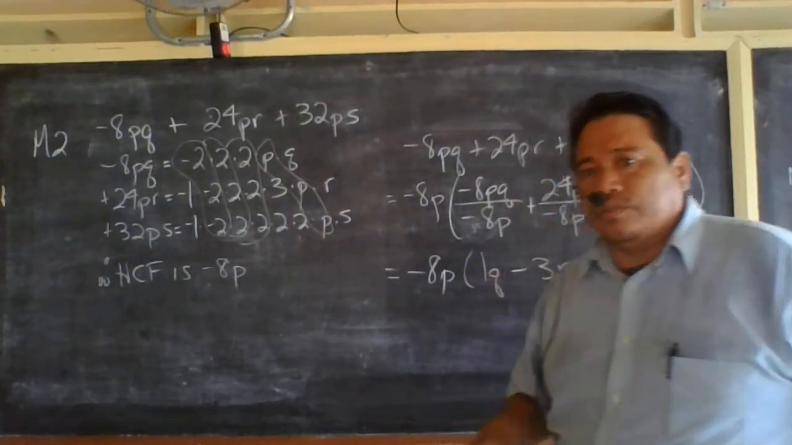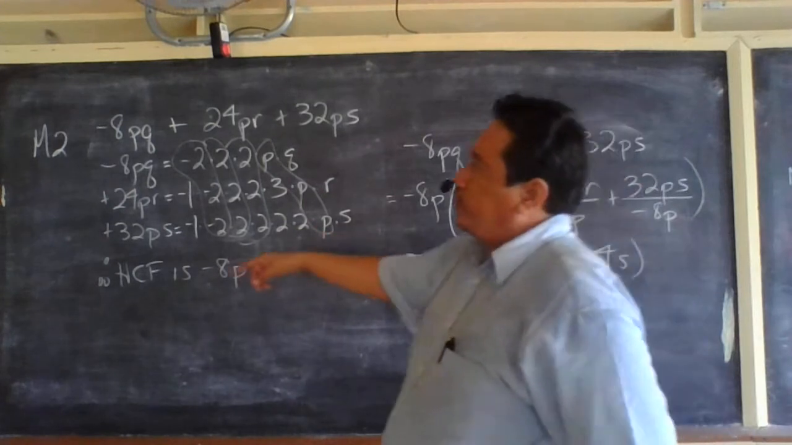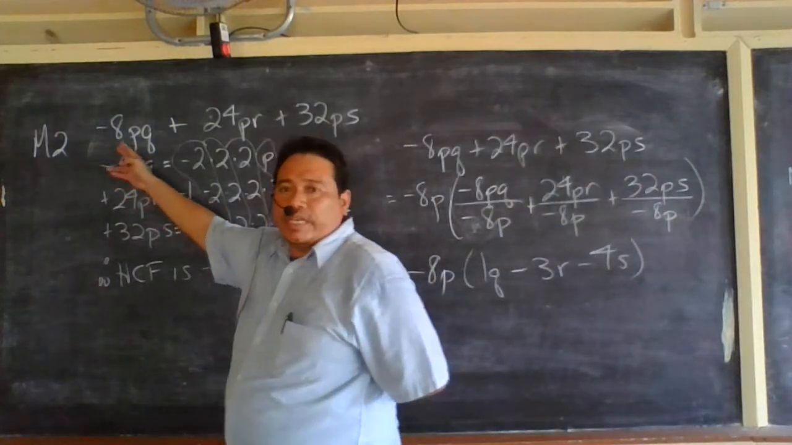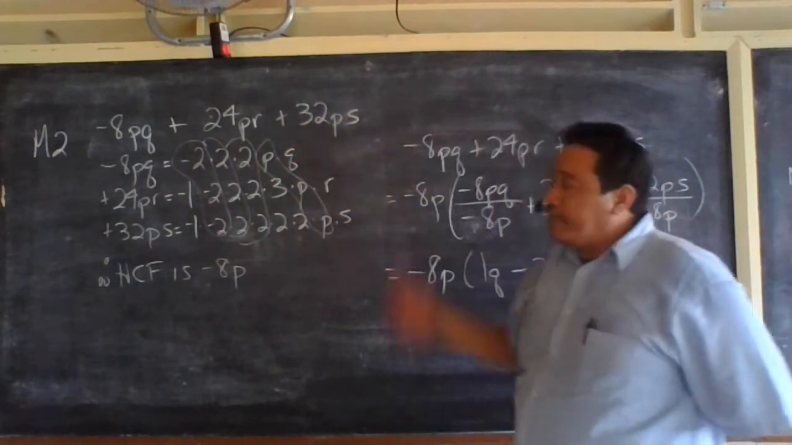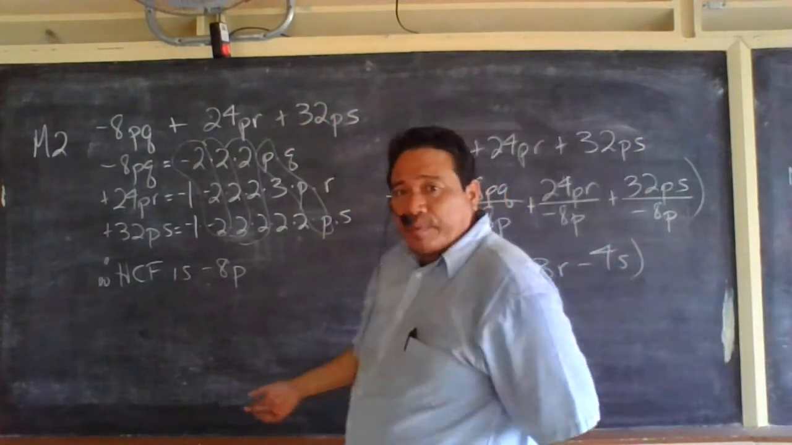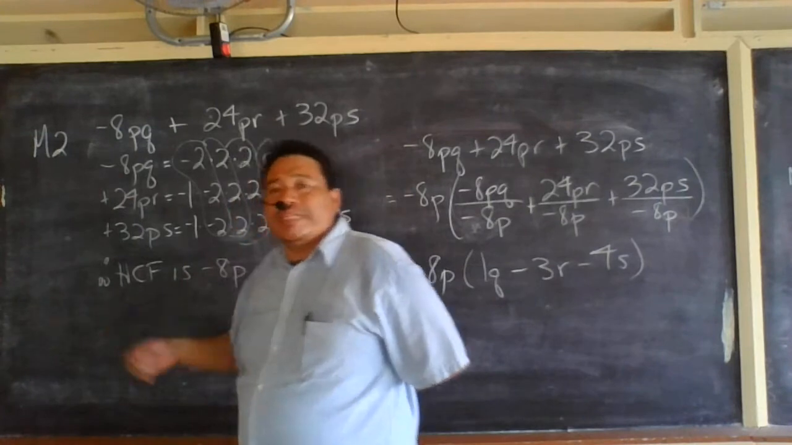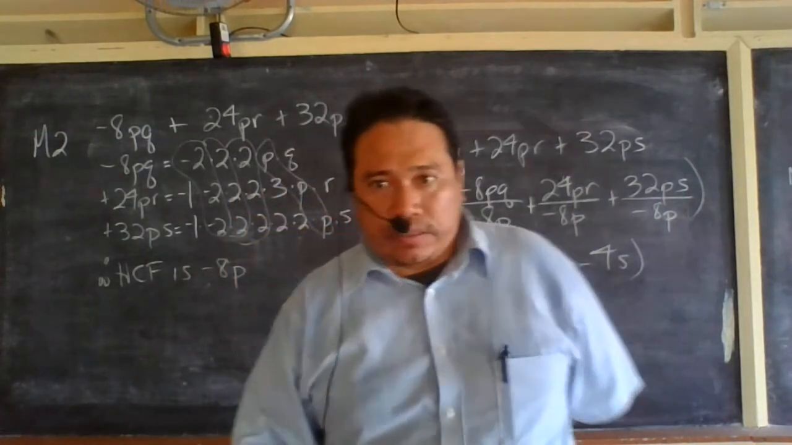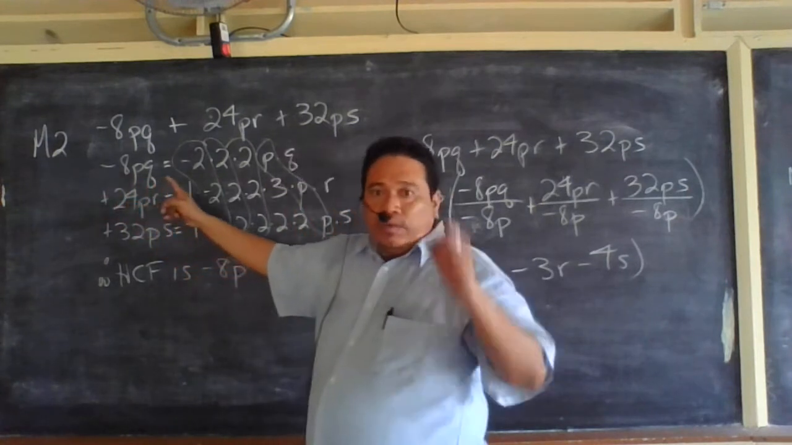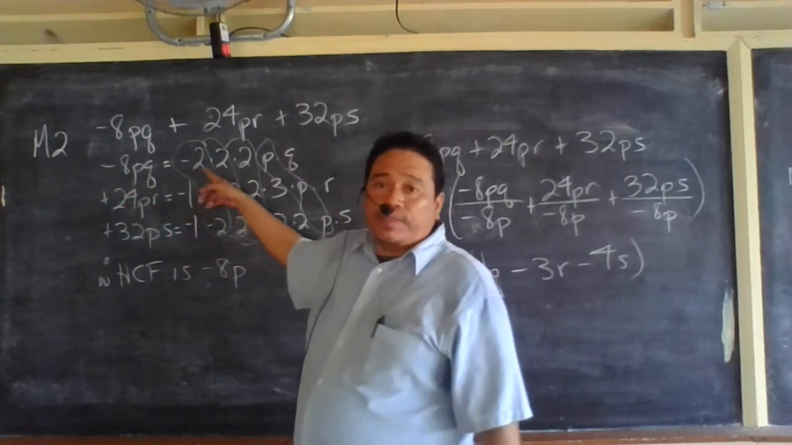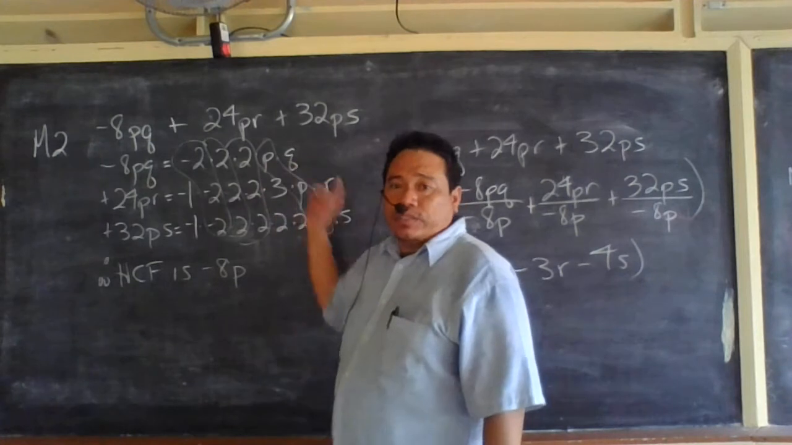Now let's look at method 2. In method 2, we still have the same question, negative 8PQ plus 24PR plus 32PS. But this time when I factorize, I'm going to bring the sign along with it. So it's not going to be just 8P, but negative 8P, which is negative 2 times 2 times 2 times P times Q.